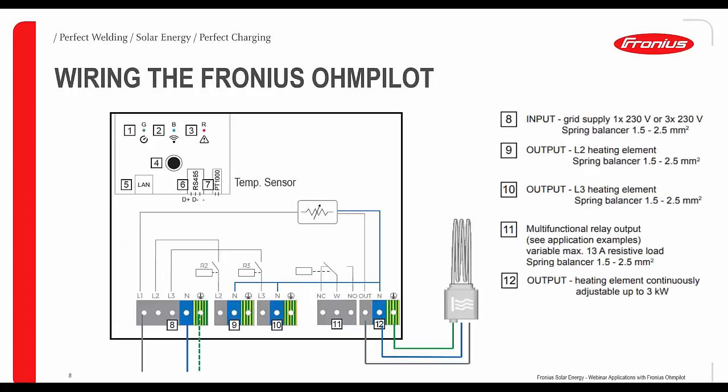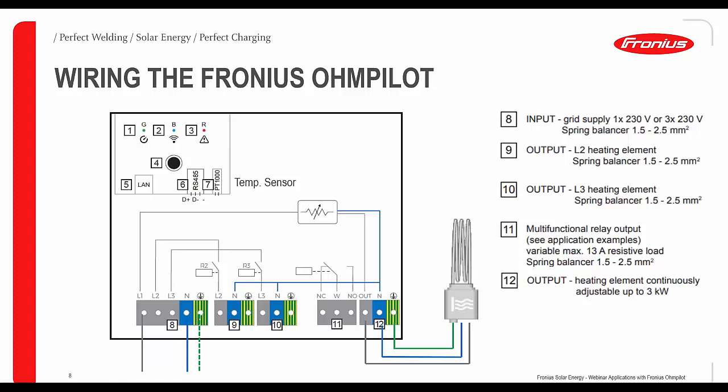Okay, so just a few words for the wiring. This is what you see when you unscrew the top part of the Ohmpilot. In the top part, we can see the 3 LEDs, the lightings. We can see a button on number 4, the LAN termination, the termination for the Modbus communication on point 6, and on point 7 we have the temperature sensor, a PT1000, that would be connected on this termination here.